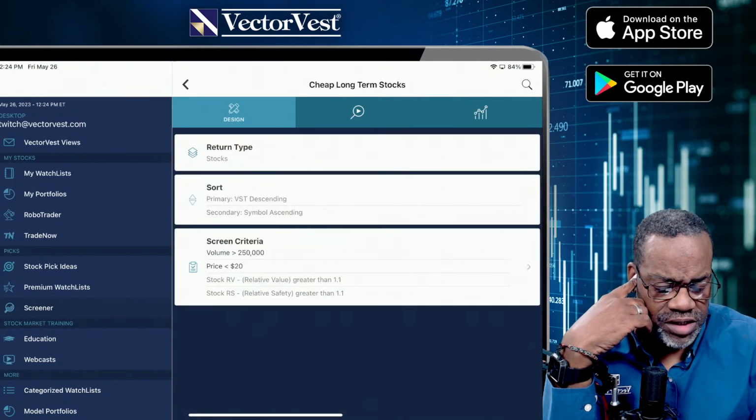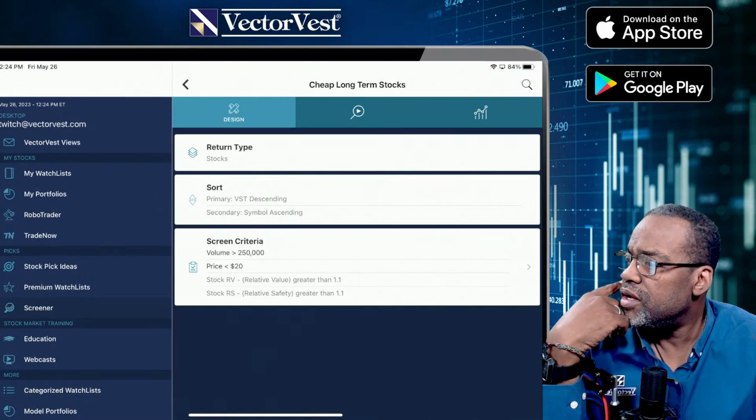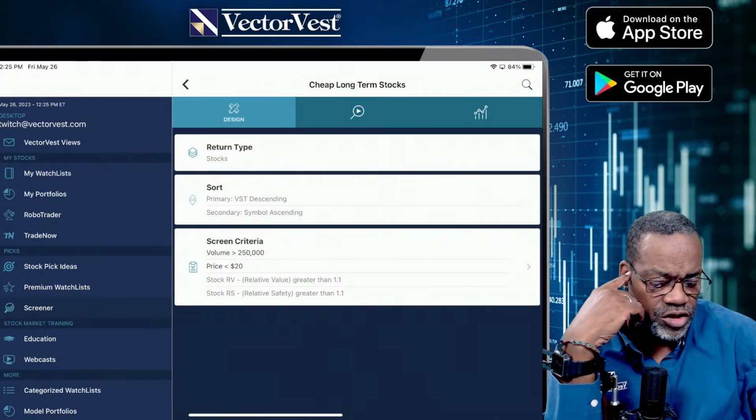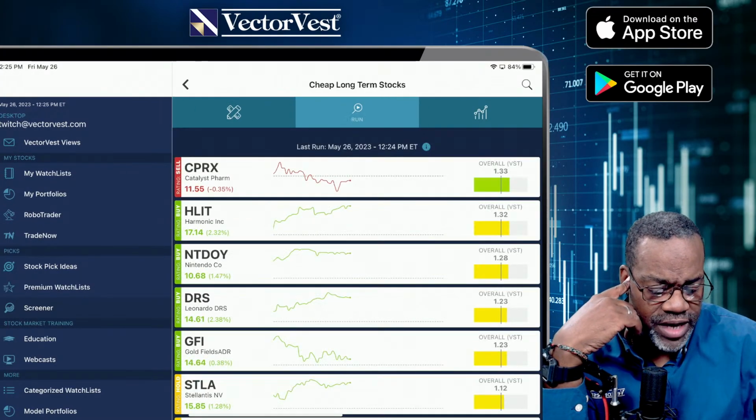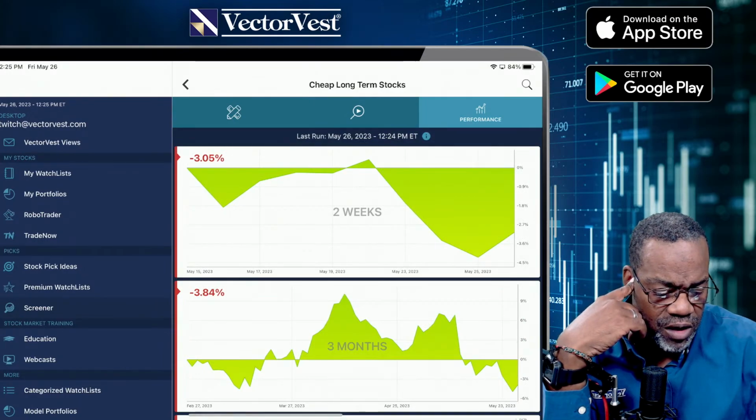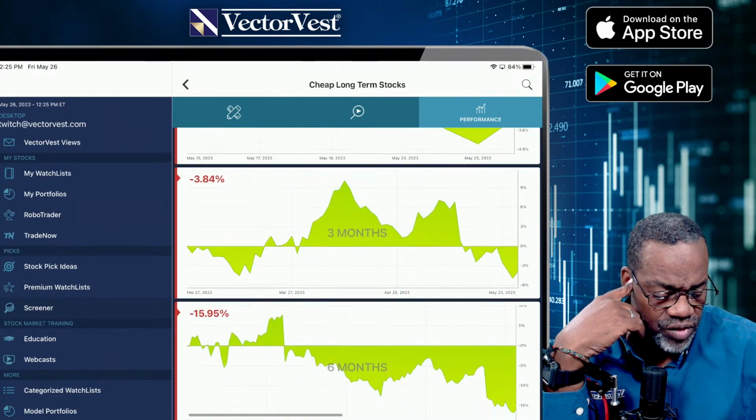In there by design, looking for stocks, sorted by VST. Screen, there it is. Volume greater than 250,000. Price less than 20. RV greater than 1.1 and RS greater than 1.1. There you go. That's the search, Dylan. And when I run it as of today, I can see the stocks that returned today. I can see the performance over the last 2 weeks, over the last 3 months.